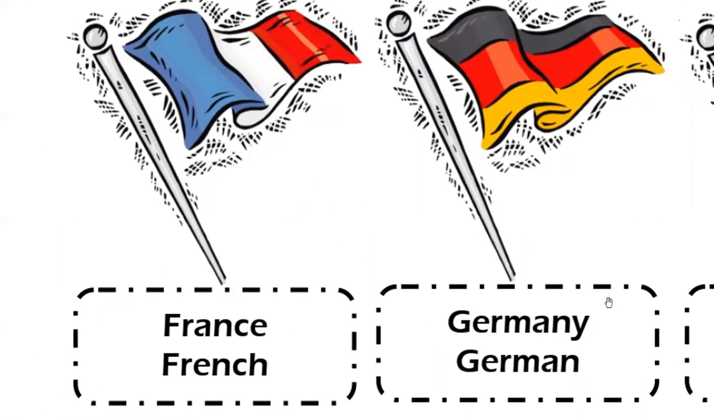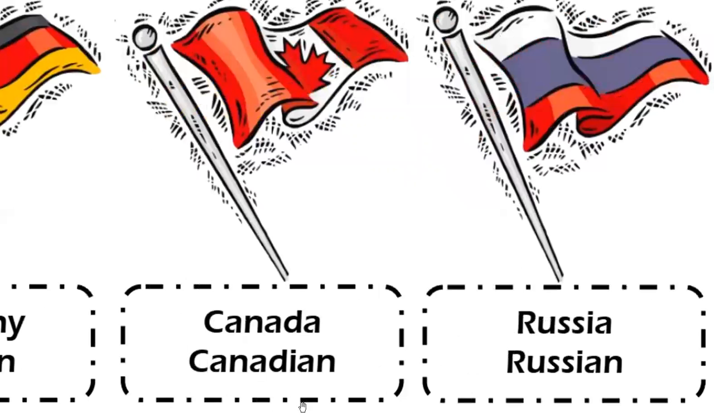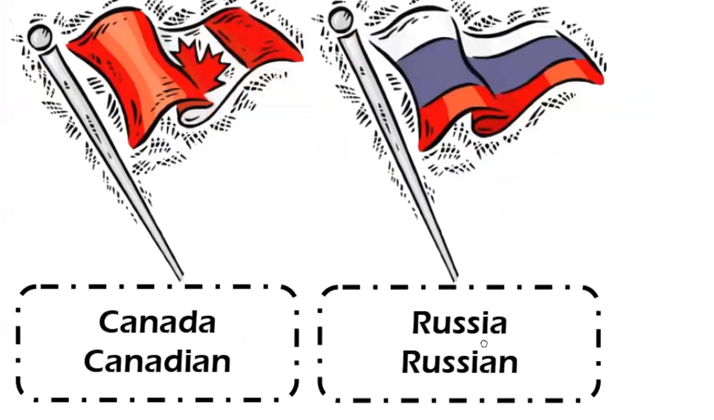Okay. Now let's see the nationalities that end in ian. For example, we have here Canada, that is the same as in Spanish, only the pronunciation changes. We say Canada. But in the nationality, we say Canadian. Then also Russian ends in ian. We have the country Russia, but the nationality is Russian.